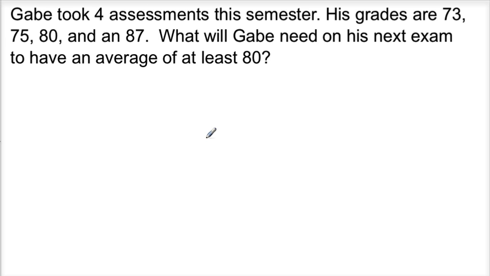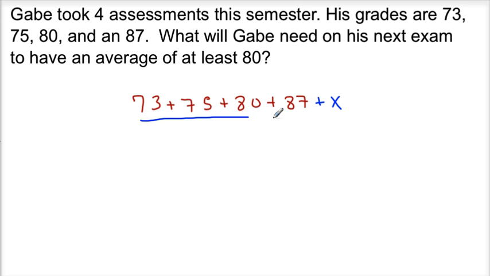So how many exams? 4. So his 73 plus 75 plus 80 plus 87, which is his 4 exams, plus his last exam. What does he need? That's our variable. To find the average of these exams, since he's taking 1, 2, 3, 4, 5, we're going to divide these 5 exams by 5, and this should give us an average of at least an 80, greater than or equal to 80.